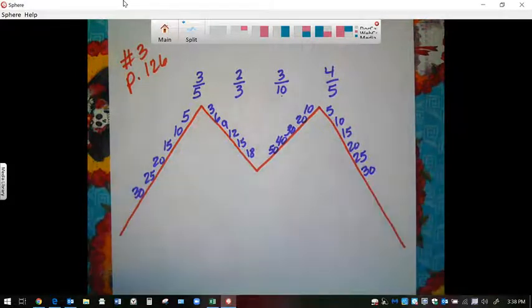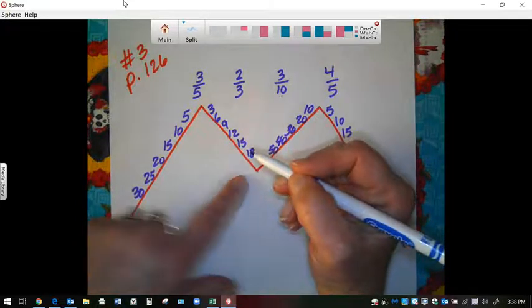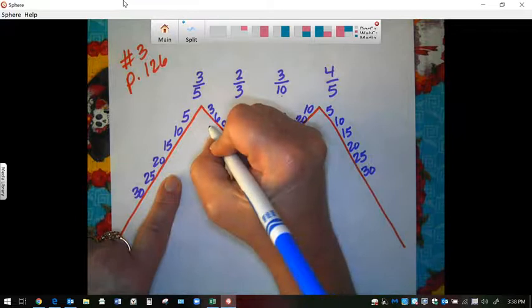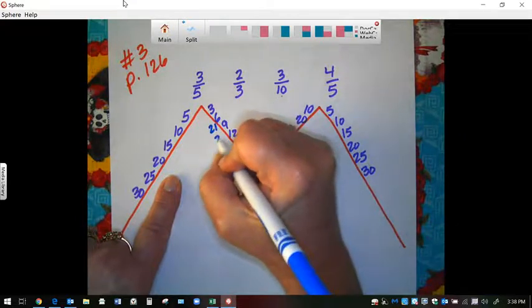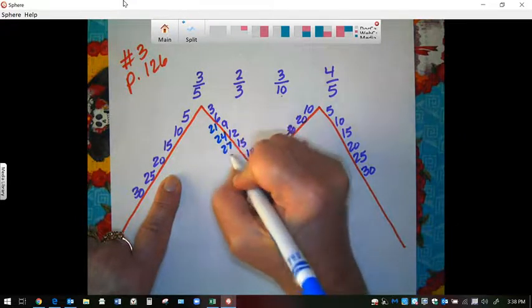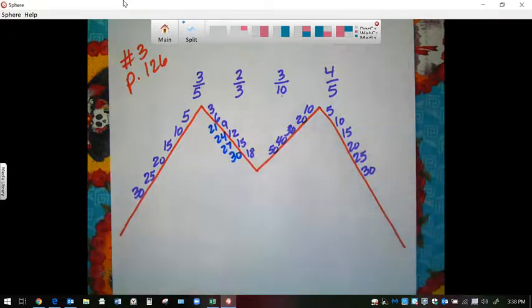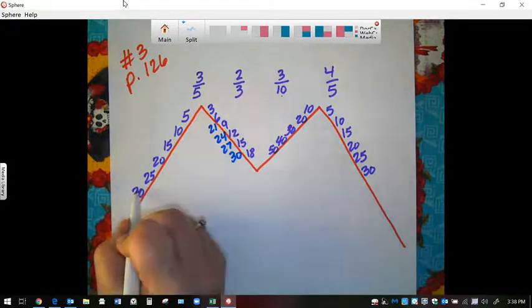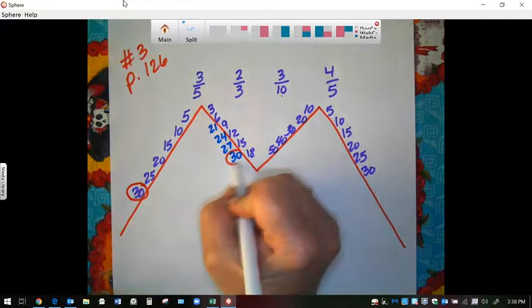So what I'm going to do is I'm going to keep on adding more 3s. So 18, then I'm going to go to 21, 24, 27, and 30. Now I can see that they all have a 30.